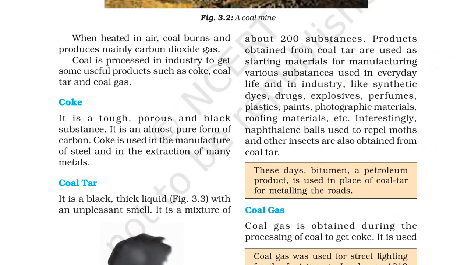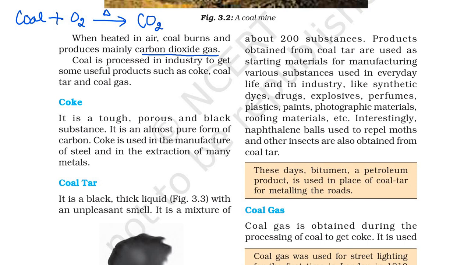Now it says that when heated in air, coal burns and produces mainly carbon dioxide gas. Coal is there, and what do we have to do with it? We have to burn it in the presence of oxygen. How would it react? It would give us carbon dioxide gas. That's what it does. If you burn coal in the presence of oxygen, you would get carbon dioxide gas as a result.